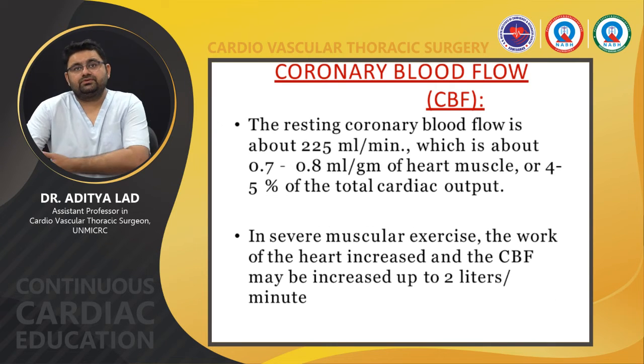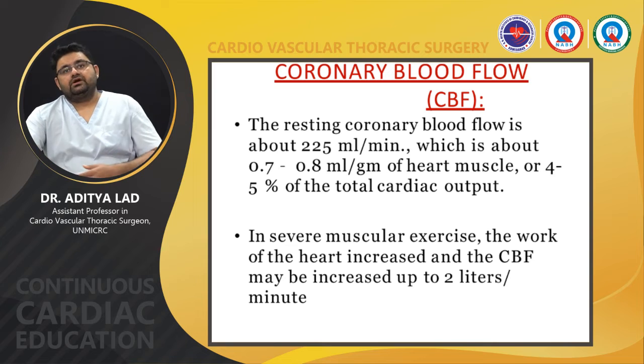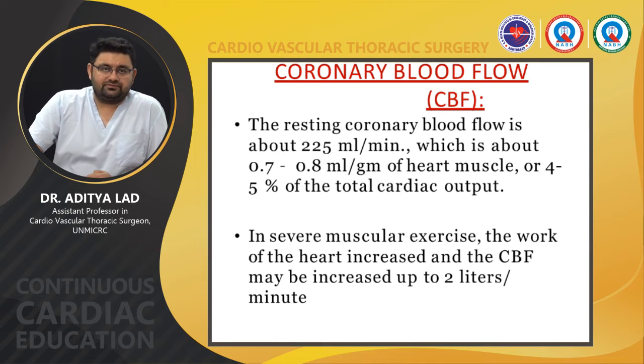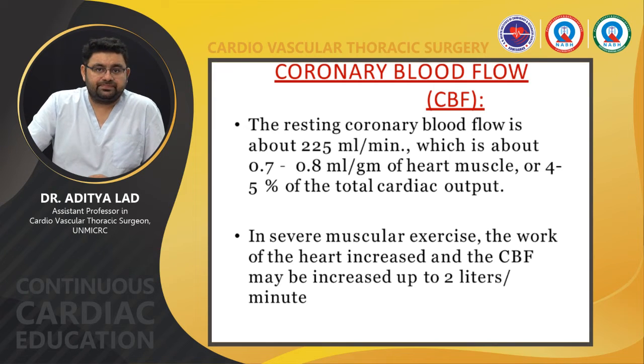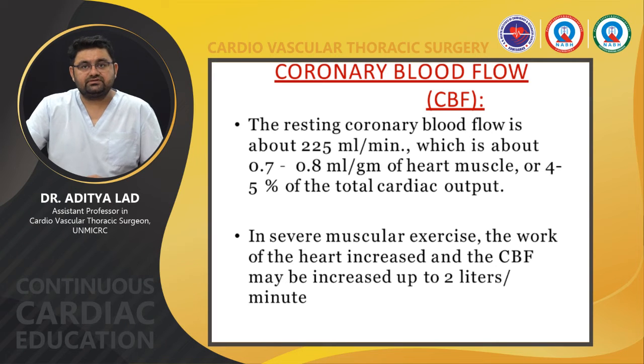Now we'll talk about the coronary blood flow. Now, what is the normal coronary blood flow? In the resting situation, coronary blood flow is about 225 ml per minute, which is about 0.7 to 0.8 ml per gram of heart muscle, or 4 to 5% of the total cardiac output. In severe muscular exercise, the work of the heart increases and the coronary blood flow may increase up to 2 liters per minute.